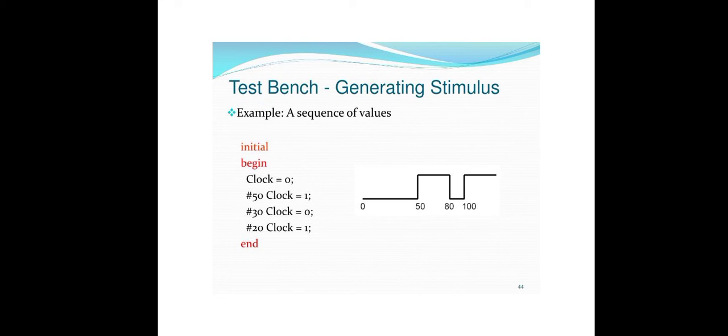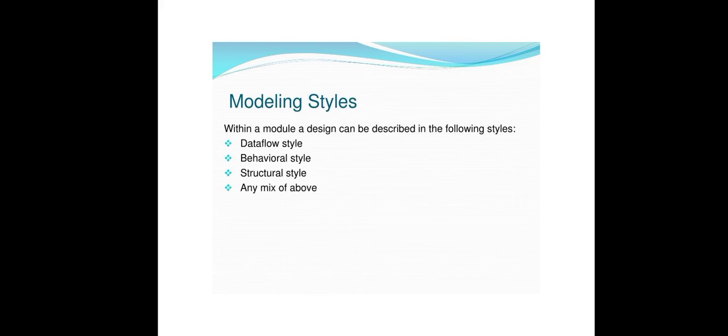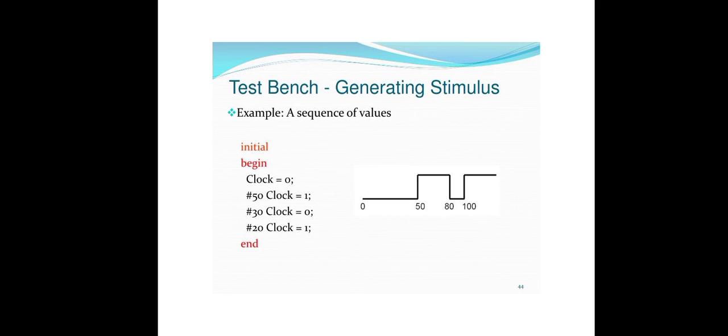This is the clock pulse of the test bench waveform. These are the sequential values, that is 0 to 50, 80 or 100. The first condition is clock is equal to 0, then hash 50 clock is equal to 1, that means from 0 to 1 the value is 1. Then hash 30 clock is equal to 0, that means from 50 to 80 the value is 0, and then hash 20 clock is equal to 1. This generates the simulations of these test bench waveforms of the sequential circuitries.